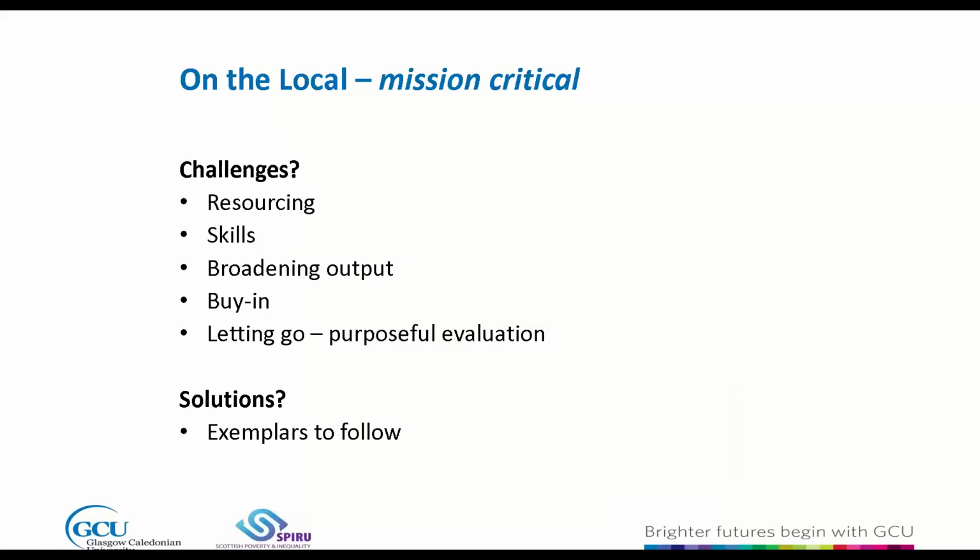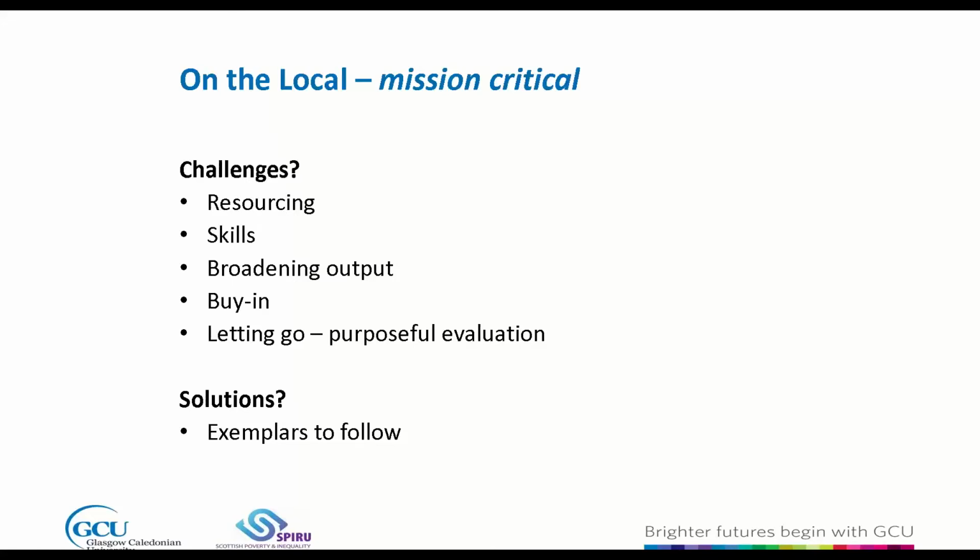Let's move on. Now, as Gena and Megan will say, it's not straightforward. There are challenges we have to face in using these local data. They have to be resourced. There has to be the local skills to enable the right conclusions to be drawn. It broadens out the range of people who are involved in collecting data, reflecting in data, and making decisions with data, budgetary being one example there. There has to be buy-in to it that we believe it's worthwhile. And I think also we have to be prepared to let go, because if evaluation is purposeful, it might mean that we are disinvesting from areas that we previously had invested in.